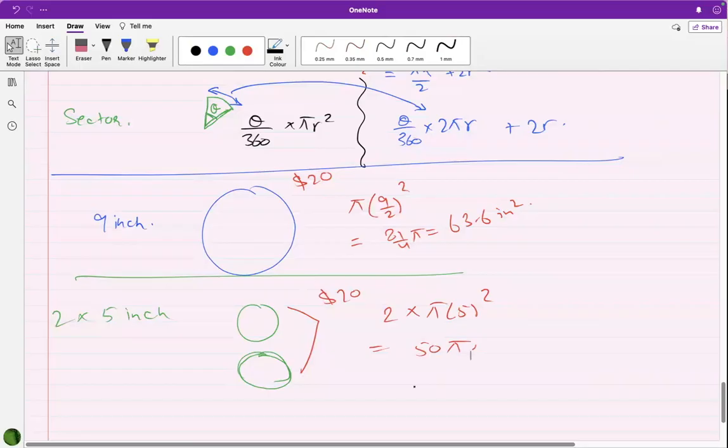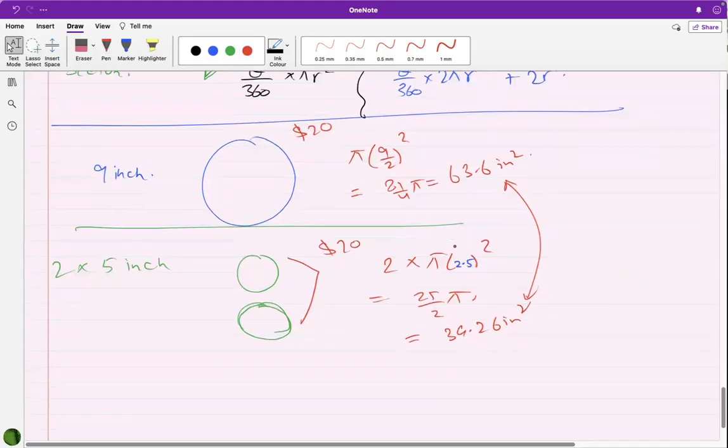Yeah, I was expecting it to be more. So no, just a second. I took the diameter. That is 2.5. When it is 5 inches, the radius is 2.5. So 2.5 squared times pi gives me 25 by 4, times 2 gives me 25 by 2. That is 25 by 2, which is equal to 39.26 inch square. Can you compare this?